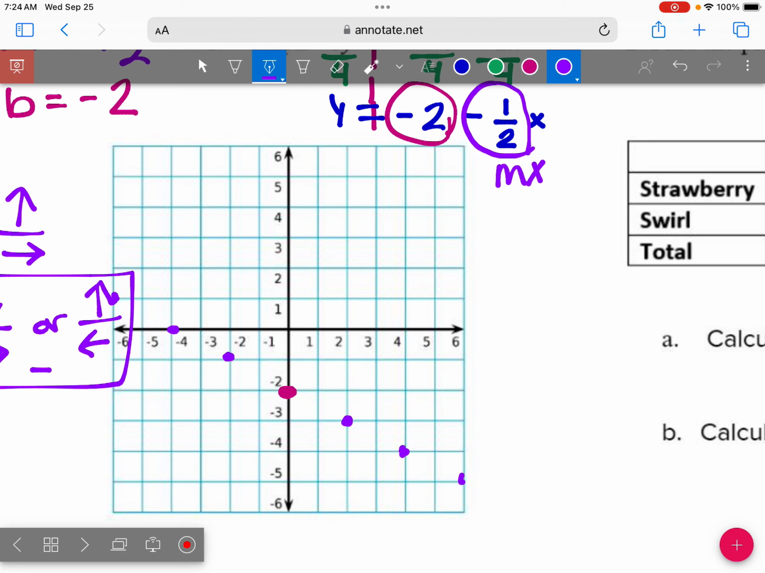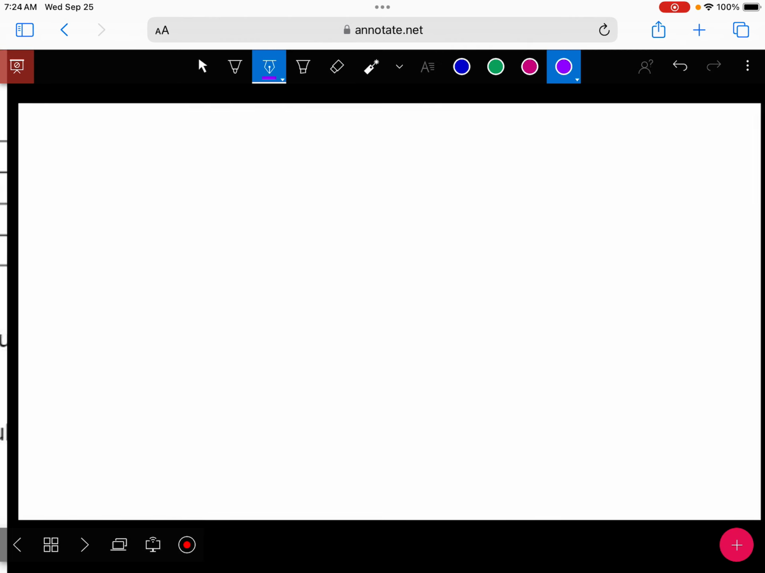But you do need to find more points so you can connect them up. The more points you have, the easier it is to plot your line.